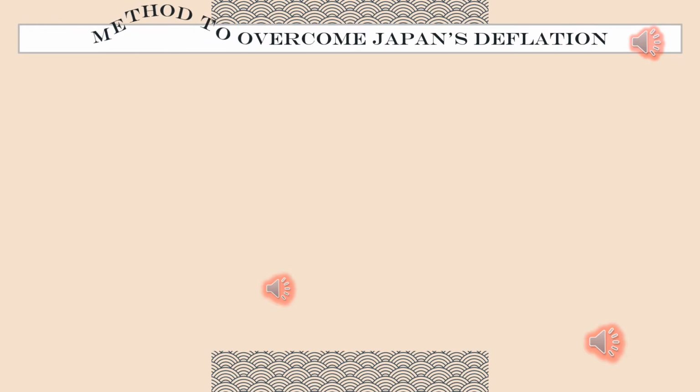Next, I will proceed with the method to overcome Japan's deflation. Struggling with deflation, or declining consumer prices, for more than a decade, Japan's Prime Minister at the time, Shinzo Abe, was on a quest to reverse the country's greatest economic issue. In one of his press conferences in 2013, he mentioned that triggering inflation is the key to reviving growth in the Japanese economy.